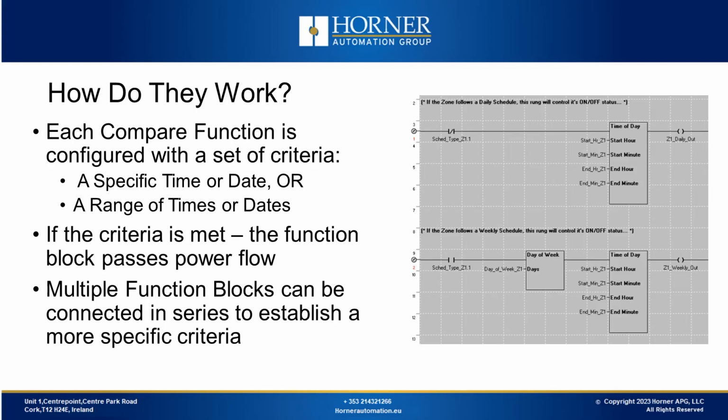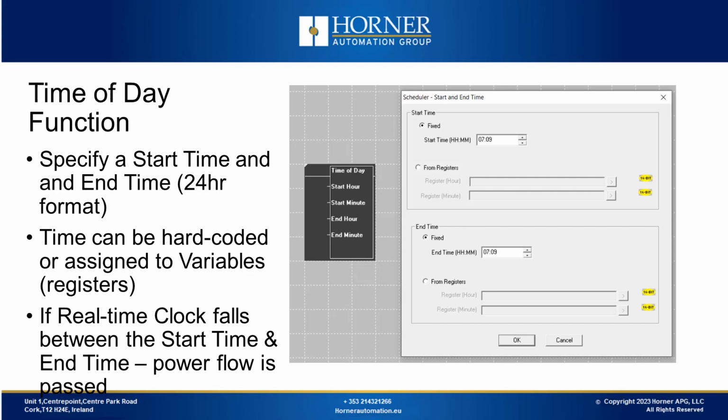Compare functions are configured with specific criteria, such as time or date ranges. When the configured criteria of a function block, whether through a variable or a fixed configuration, match, the function block allows the power flow to pass. By connecting multiple function blocks, you can establish more precise time and date criteria to control specific outputs or machine functions. Now we'll look at the individual function blocks, starting with the time of day function.